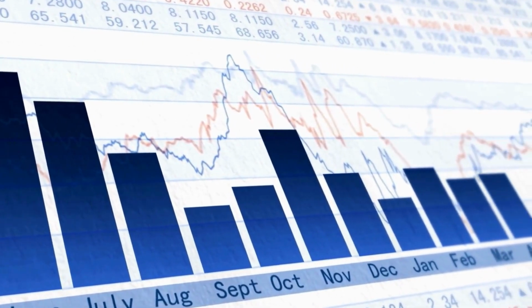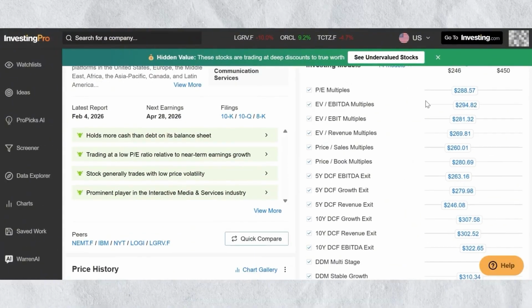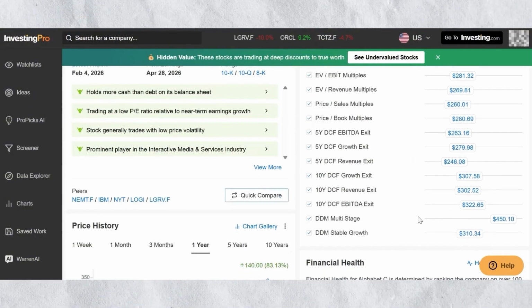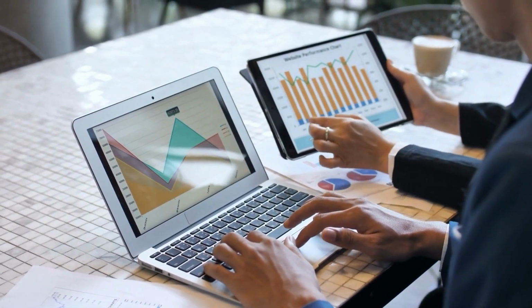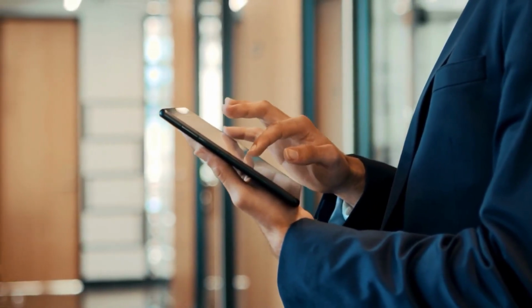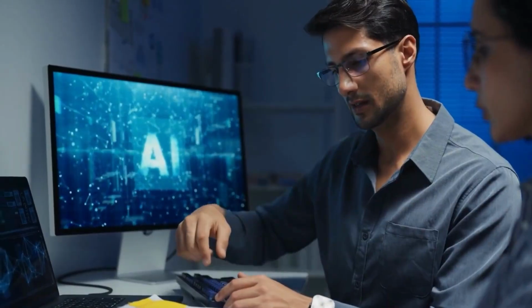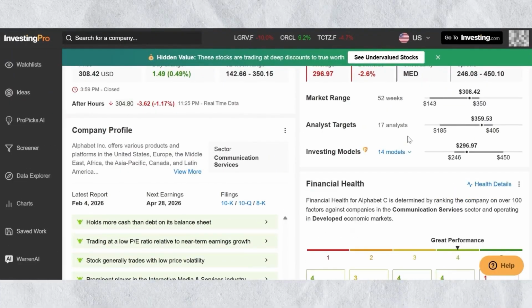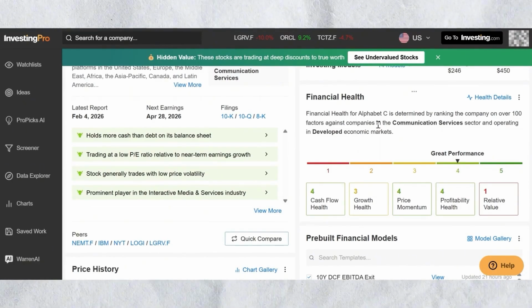And the best part is that it's not just a number that comes out of nowhere. You can expand each model and see exactly how it's calculated. The estimated growth, the discount rate, the terminal value, everything. And if you think the company will grow more than the model estimates, you can modify it and see how the result changes. It also shows you the price target that analysts have. In the case of Alphabet, for example, there are more than 50 analysts following the stock and giving their price estimates.